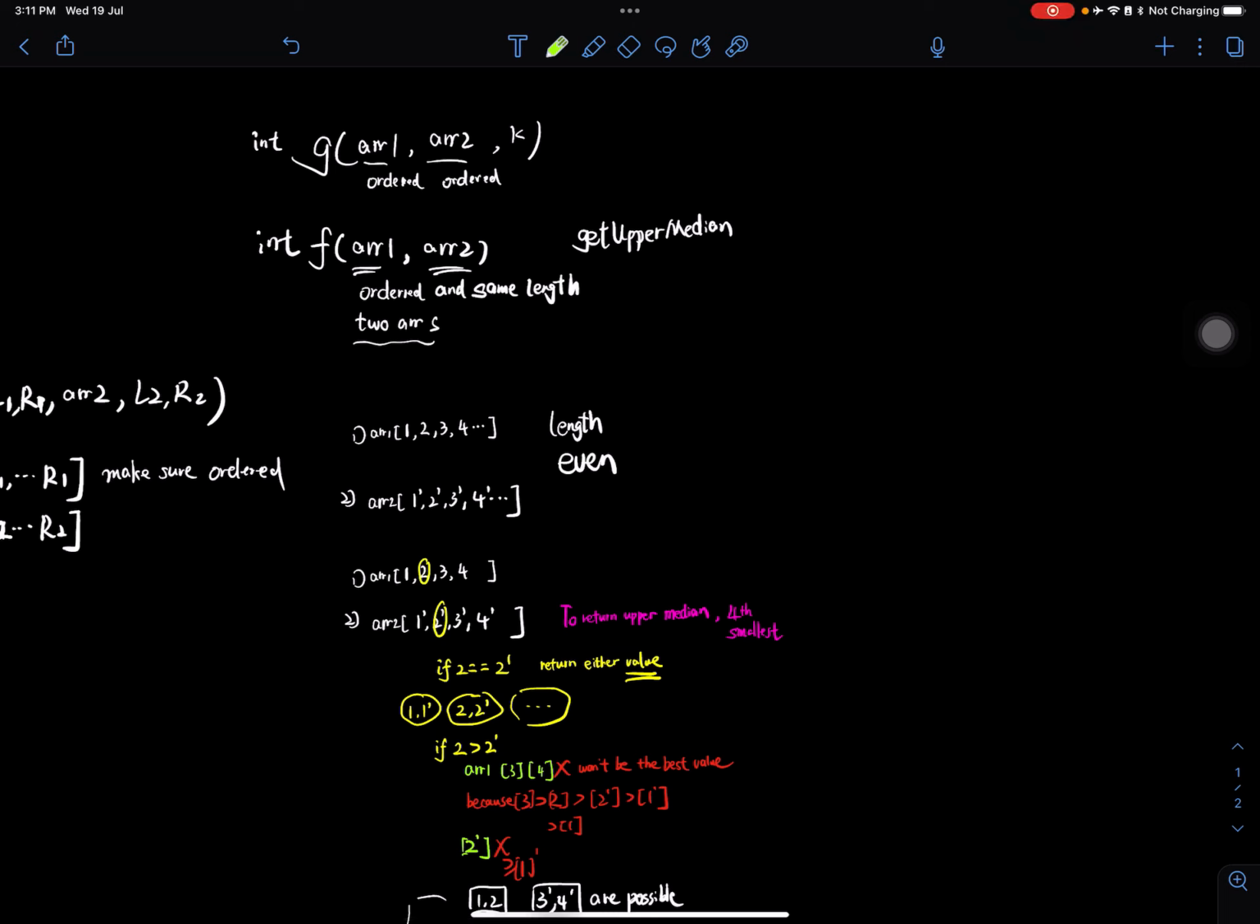So for this question, we're trying to create a left function first, which is to get the upper median first, which is ordered and is sorted. Make sure the two arrays are sorted, they have the same length. We're trying to get the upper median of it.